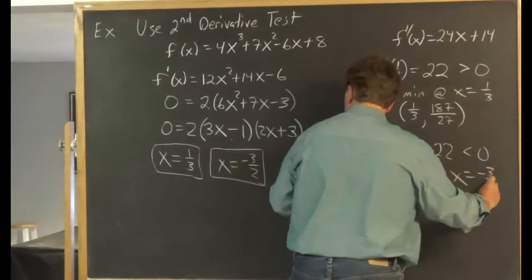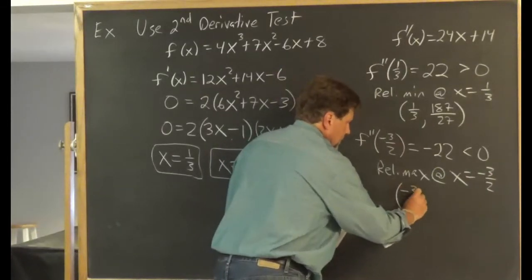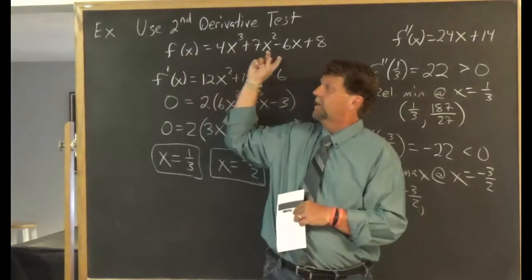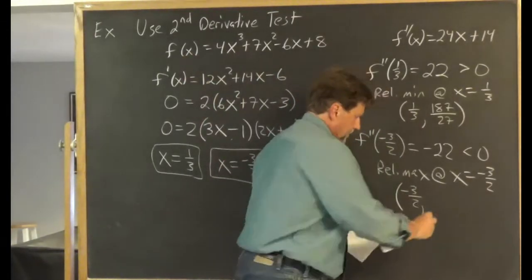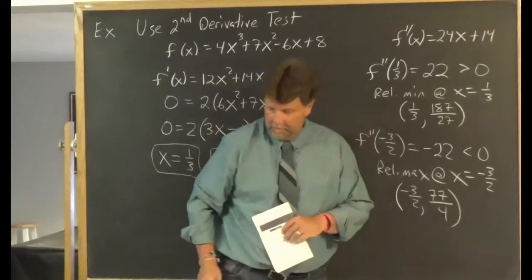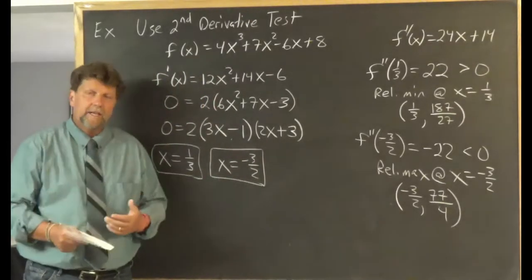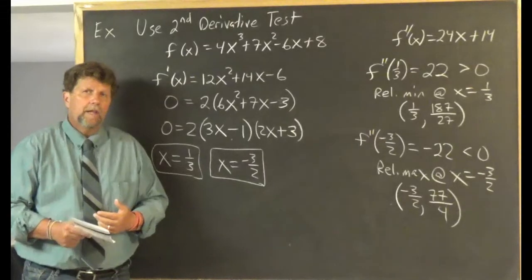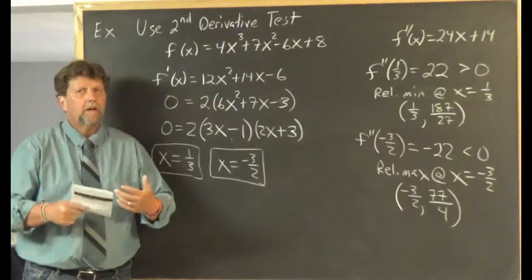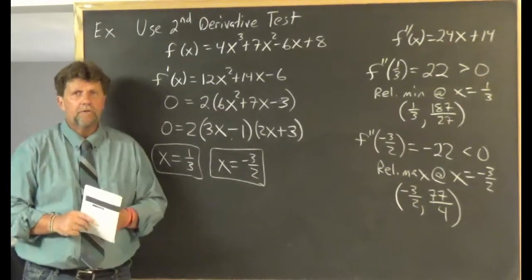at -3/2. And specifically, it's at the point -3/2. And again, I put -3/2 back into the original function. The y value is 77 over 4. So that's the mechanics of the second derivative test. So let's head back to the slides so we can start to talk about what we're really going to use the second derivative test for, and that's finding absolute extrema.